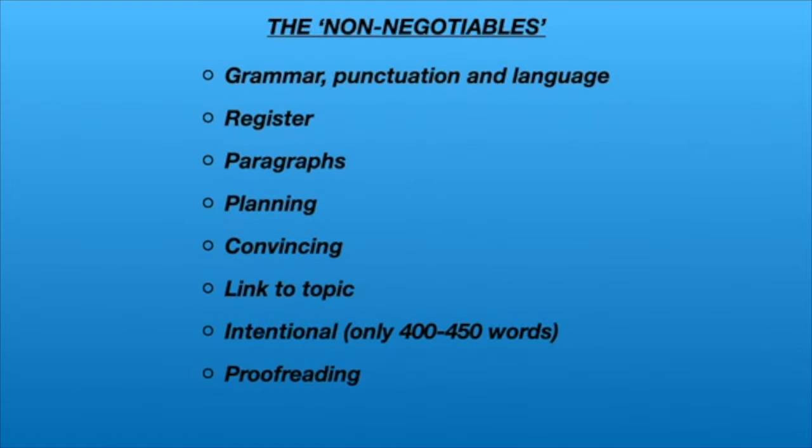So in general, what are the non-negotiables? What are the things that we have to make sure are present in all forms of a creative essay for Section A of Paper 3? Your grammar, punctuation, language, this is very important. Because this is a writing paper, it is all about whether you can express yourself fluently.